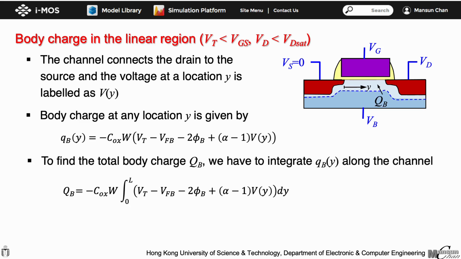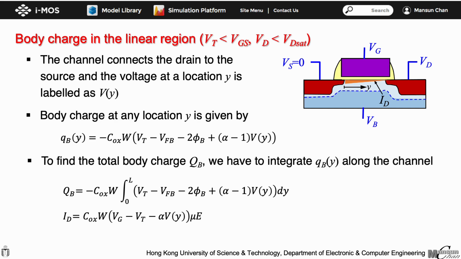To find the total body charge, we have to integrate small qb along the channel from the source to the drain using the integral given here. The integration cannot be performed directly, as we do not know the relationship between Vy and y. We need to change the integration variable. To do this, we recall that the drain current of a MOSFET is equal to the carrier charge density at any location y times the velocity at that particular location, as shown in this equation.